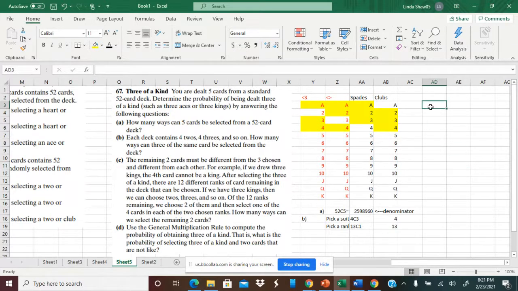So it may be easier to think of if you list them out. You could have a heart, a diamond, and a spade. You could have a diamond, a spade, and a club. You could have a heart, a spade, and a club. Or you could have a heart, a diamond, and a club.